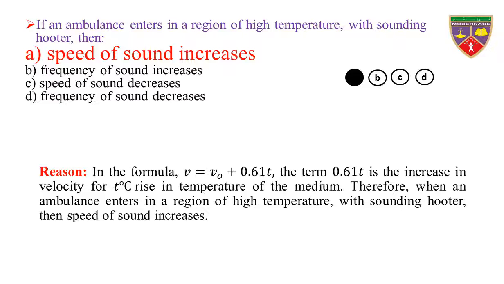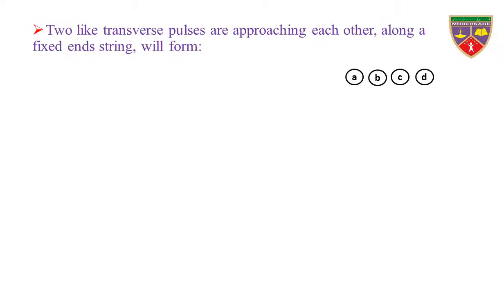Reason: in the formula, v is equal to v naught plus 0.61 T. The term 0.61 T is the increase in velocity for T degree centigrade rise in temperature of the medium. Therefore, when an ambulance enters a region of high temperature with sounding hooter, the speed of sound increases. Hence, the speed of sound increases.